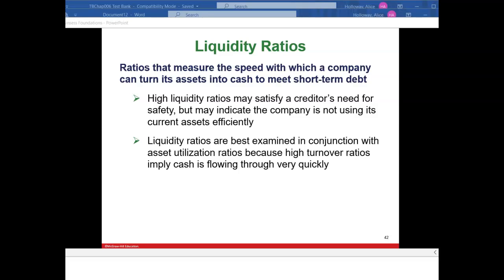In Part B of Chapter 14's video lecture on accounting and financial statements, we're talking about the liquidity ratios, ratios that measure the speed at which a company can turn its assets into cash to meet short-term debt. High liquidity ratios may satisfy a creditor's need for safety, but may indicate the company is not using its current assets efficiently. In addition, liquidity ratios are best examined in conjunction with asset utilization ratios, because high turnover ratios imply cash is flowing through very quickly, which means this may be a management issue you need to address.